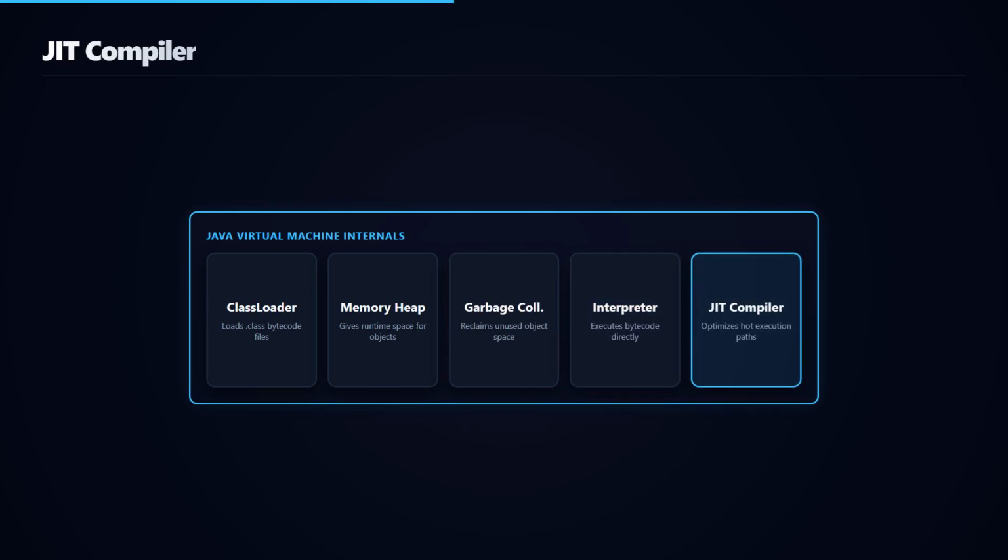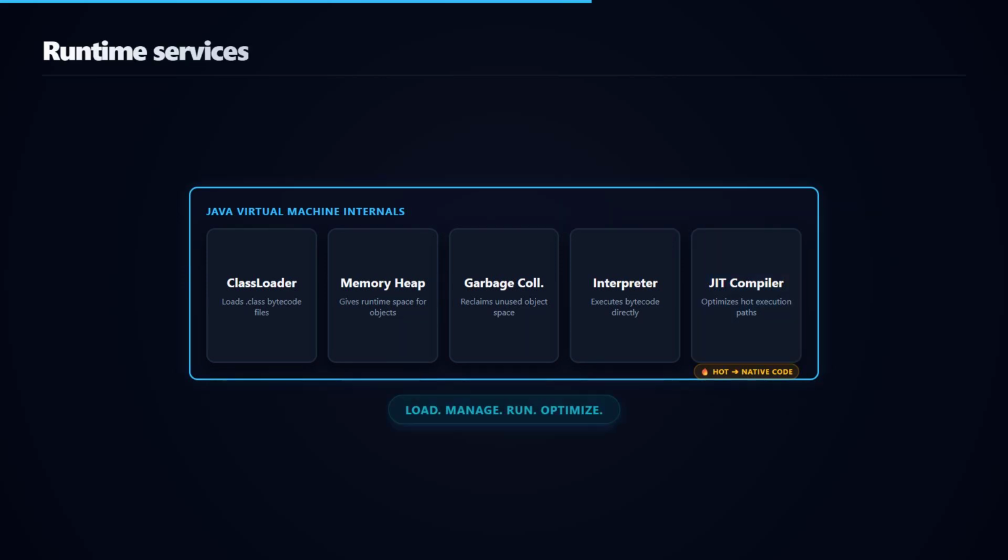The JIT compiler improves code paths that run again and again. When code becomes hot, JIT can compile it into native code. Together, these help us load, manage, run, and optimize Java code. For this first mental map, we do not go deeper yet. The JVM is the execution engine, plus these runtime services.